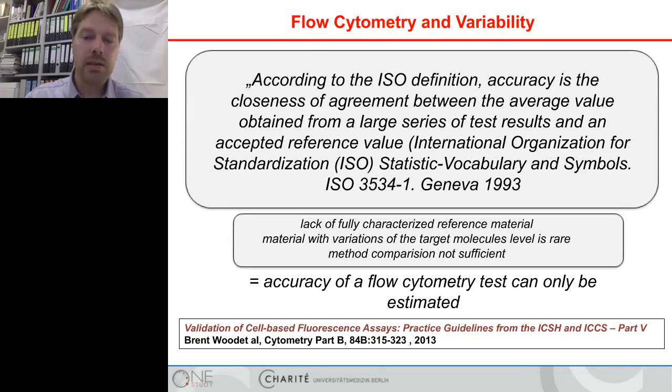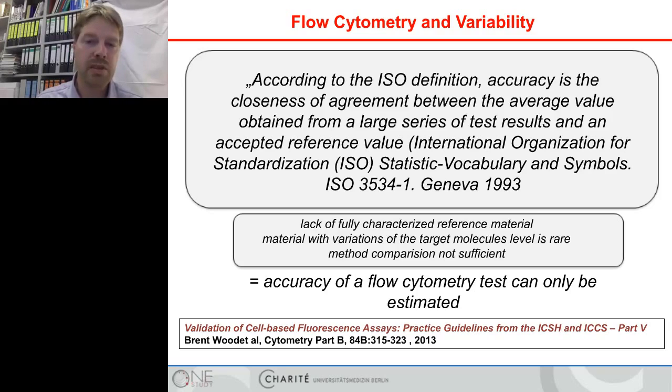Last autumn, a really interesting guide for validation of cell-based fluorescence assays was published in Cytometry Part B. This paper points out that there's a problem in determining the accuracy of the flow cytometry test, because according to the ISO definition, accuracy is the closeness of agreement between the average value obtained from a large series of test results and an accepted reference value.